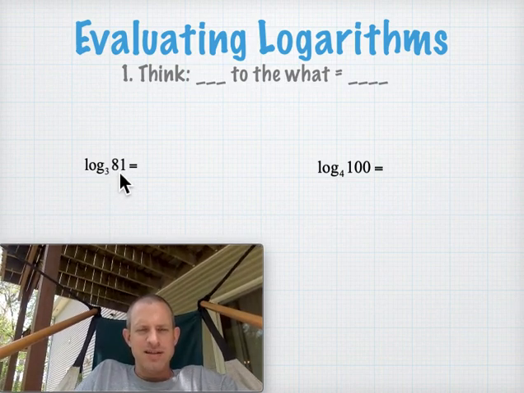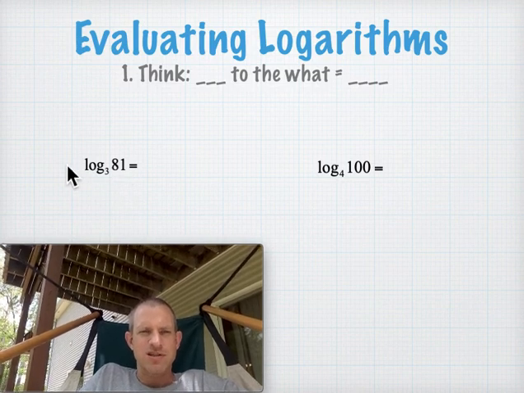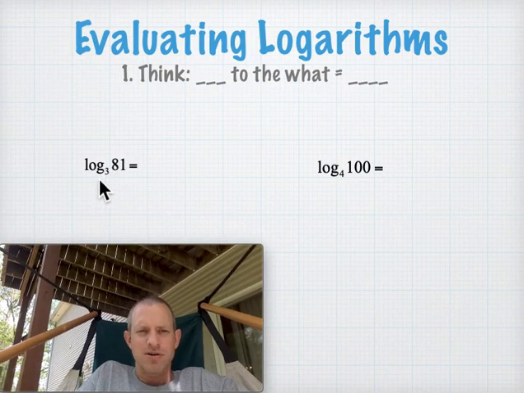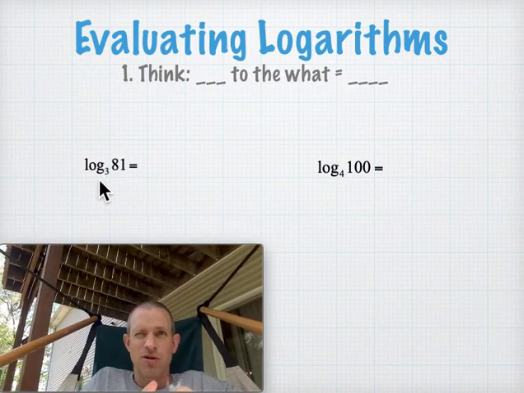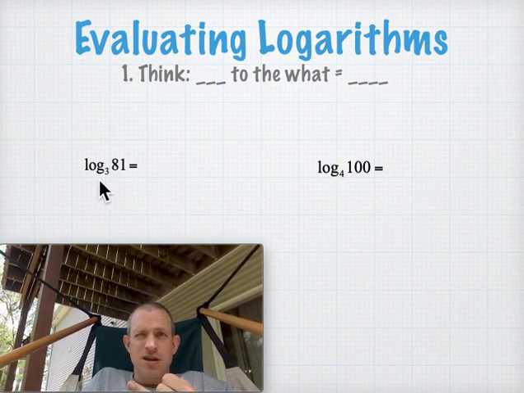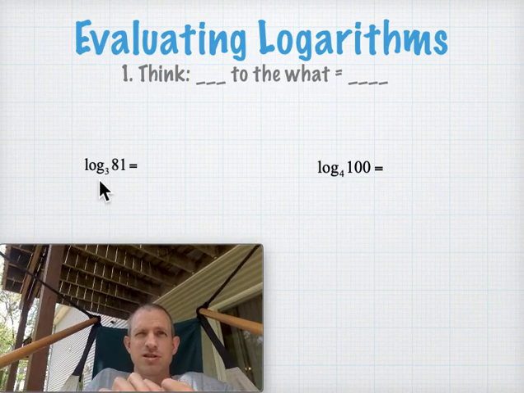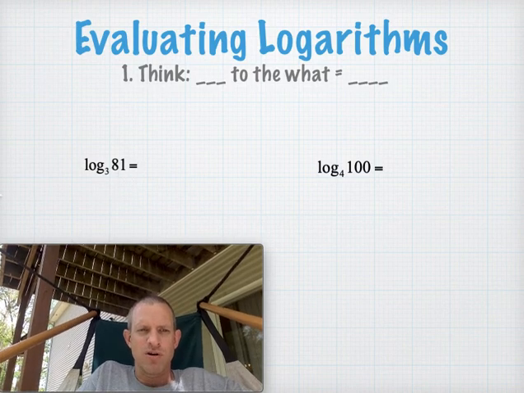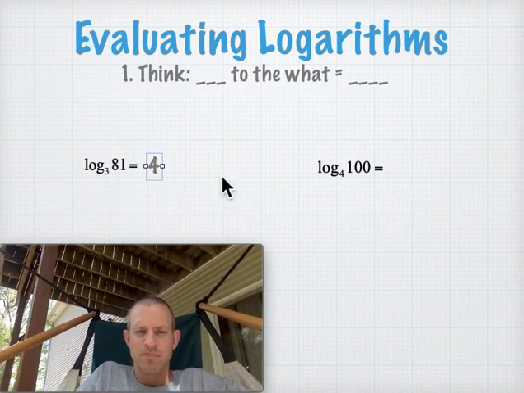And a lot of times, if it's a worksheet that's made to come out cleanly, you could probably reason this out in your head. 3 times 3 is 9. 3 times 3 times 3 is 27. 3 times 3 times 3 times 3, it's 4 3's, would be 81. And so there's our answer, 4.